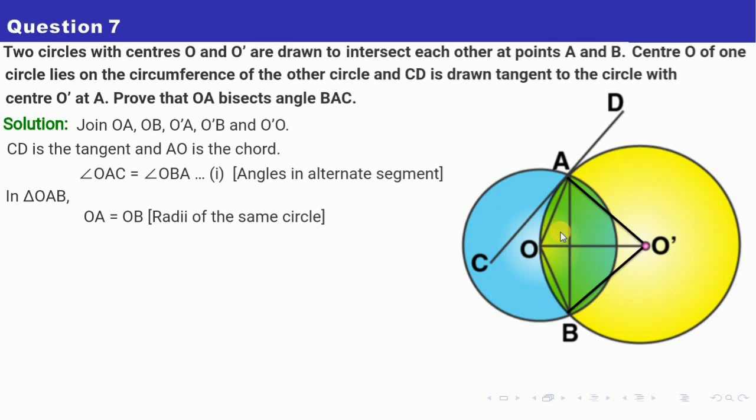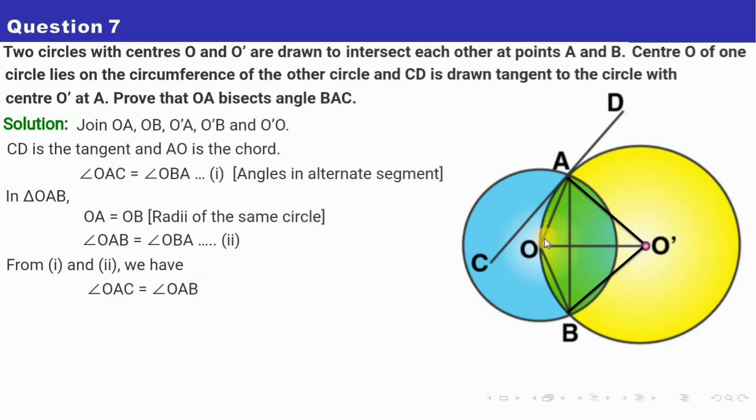This is an isosceles triangle, and in an isosceles triangle this angle and this angle will be equal to each other. If you see here, this angle is equal to this, and this angle is also equal to this. So if I compare these two, 1 and 2, what is the meaning of this? This angle and this angle must be equal to each other. So we have angle OAC equals angle OAB, that is this angle.